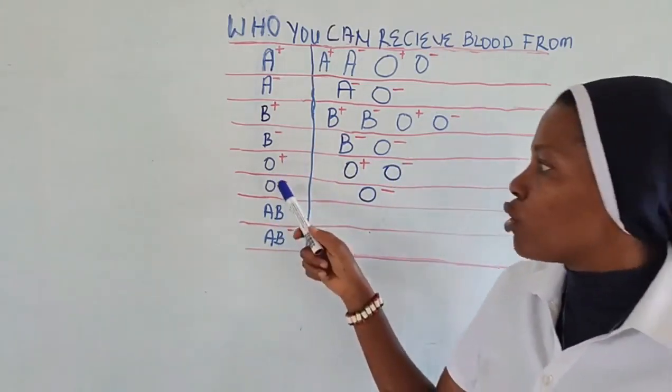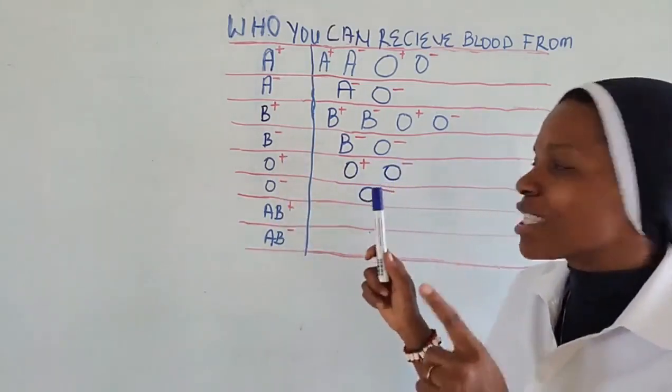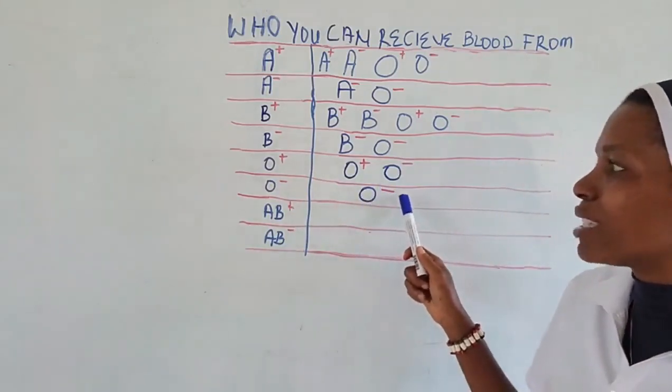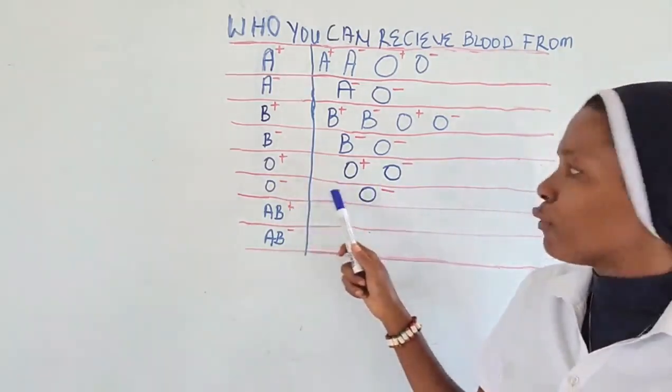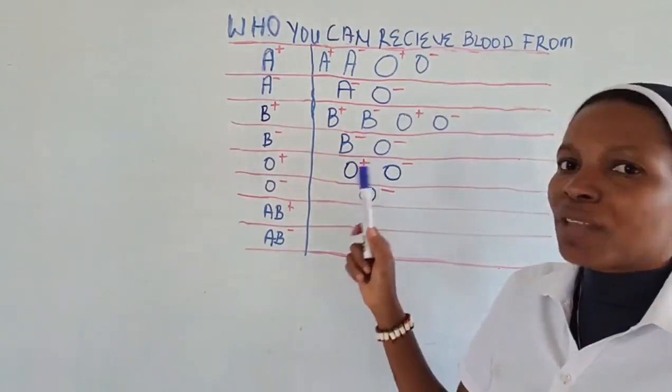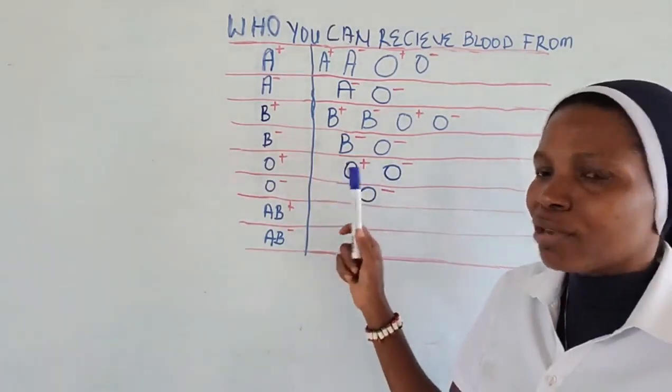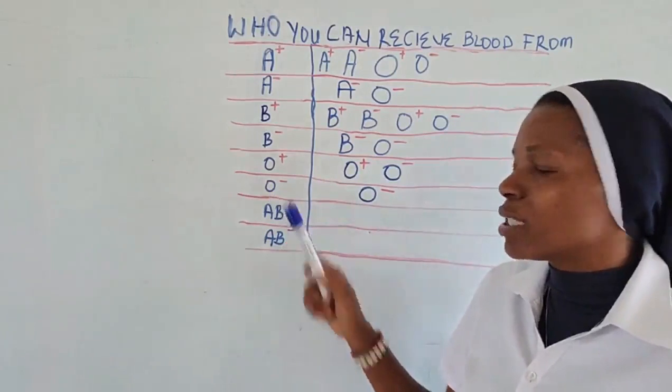Then an individual who is O negative can only receive blood from an individual who is O negative. They cannot even receive blood from an individual who is O positive because of that positive Rhesus factor. There can be reaction if an individual with O negative takes blood.